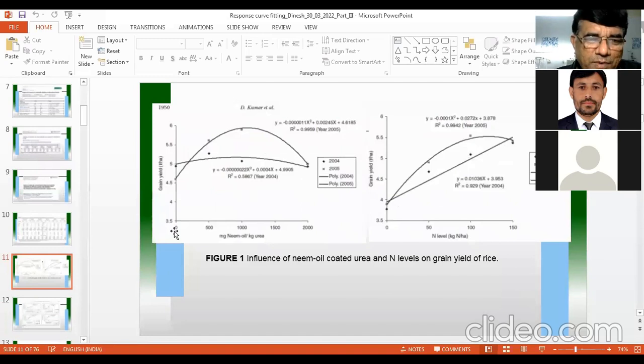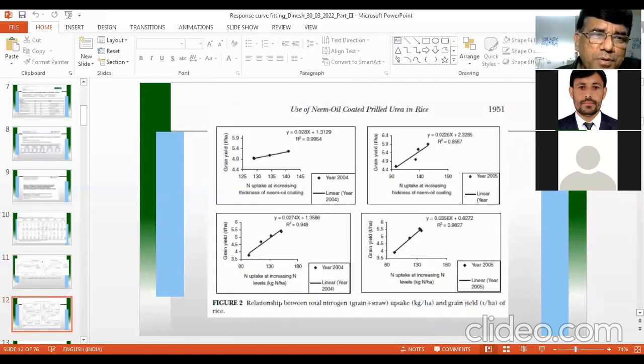Now you see on the x-axis you have the dose of neem oil per kg urea, and grain yield on the y-axis. And you can plot for different years. This data pertains to 2 years. Now, you can also do regression analysis of nitrogen uptake versus grain yield. So these are different dimensions where you can use it.